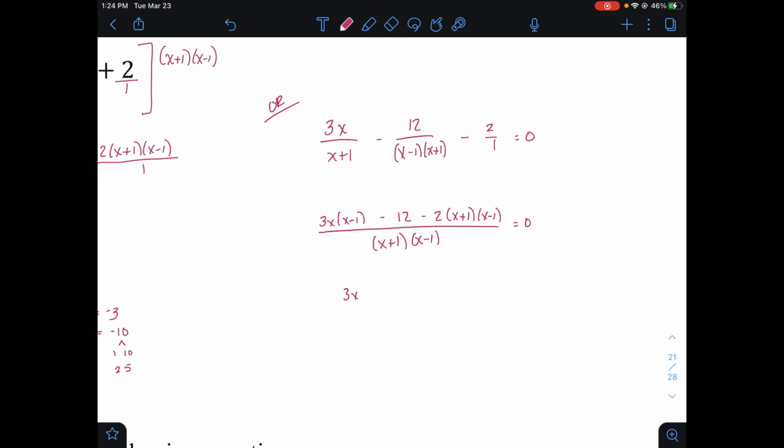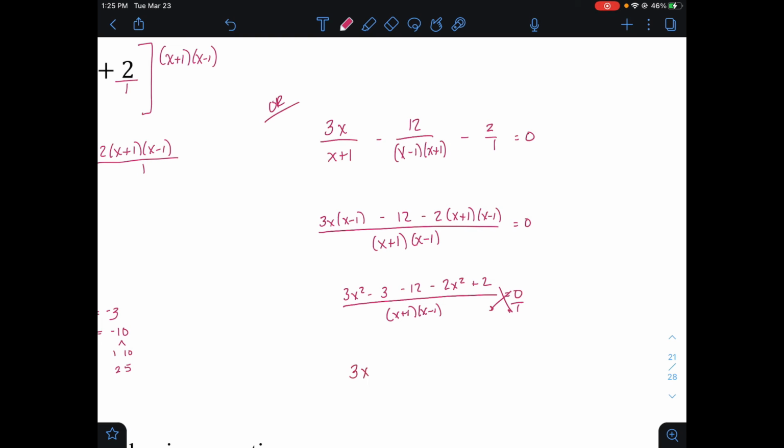So in my numerator, I get 3x squared minus 3 minus 12 minus 2x squared plus 1 plus 2. I forgot to distribute the 2. There we go. And now that I have one fraction equal to something, I would cross multiply. So if I could put 0/1, but 0 times that denominator, it's just going to go away. So all I'm left with is the numerator equal to 0.